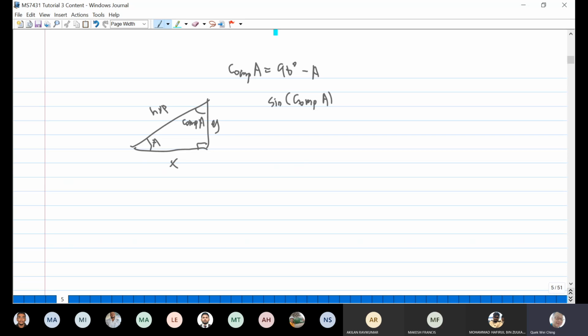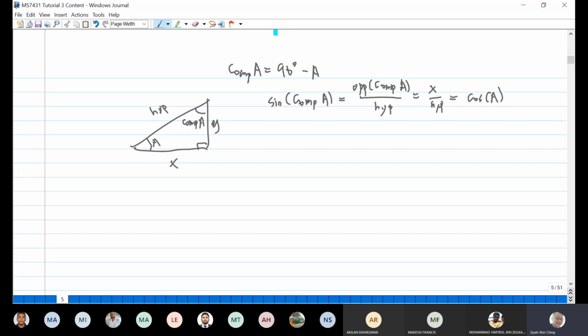Okay, sine of column A by definition is opposite of column A divided by hypotenuse. This sine is always opposite over hypotenuse here. So opposite of column A is what? Is x. Opposite the angle column A is x here. Hypotenuse is HYP. Now x over HYP is actually cosine of A. Cosine is x over hypotenuse. So this is cosine of A. So sine of column A is actually same as cosine of A.